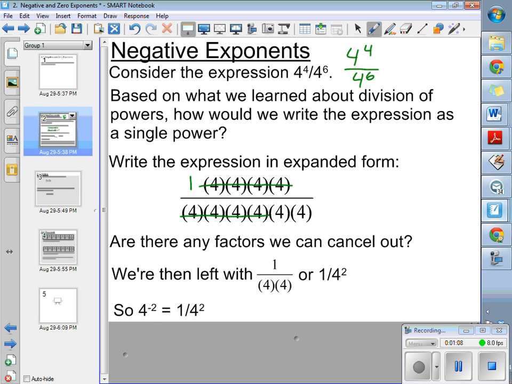Okay, do you see this? Right here, this is important. 4 to the negative 2nd is equal to this right here. It's a negative exponent, and it does not mean 4 times negative 2. Okay, it means it has a fraction.